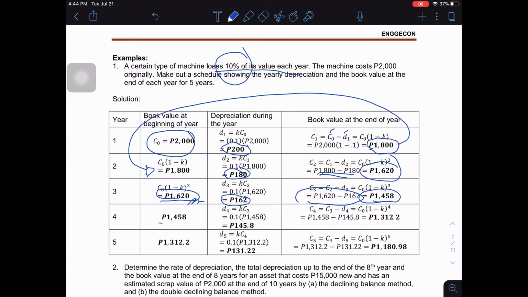Now, since that would be our beginning value for the fourth year, this is now our depreciation, 145.8 pesos. So let's subtract that from the original value for the fourth year, giving us 1,312.2 as the beginning value for the fifth year. And this is our depreciation to be subtracted from the beginning value, giving us a value of 1,180.98 as the book value at the end of the fifth year.